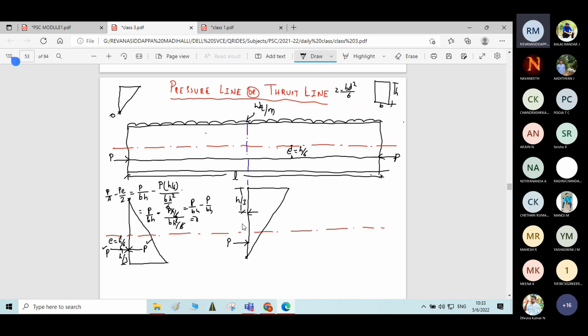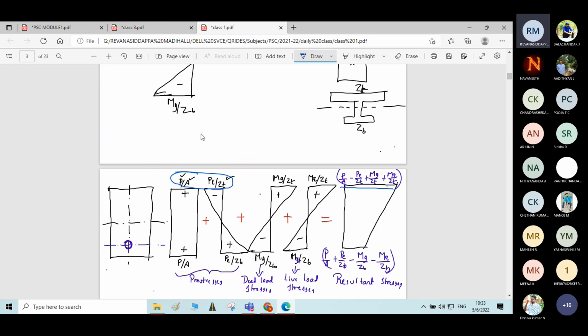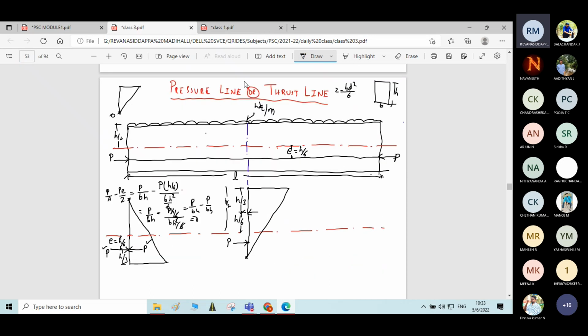Okay, h by 3 from the top fiber, or it will shift at a distance of h by 6 from the neutral axis or the centroidal axis. Okay, this is the centroidal axis. The centroidal axis to the top fiber is h by 2. This is overall h by 2. H by 2 minus h by 3, you will get h by 6.